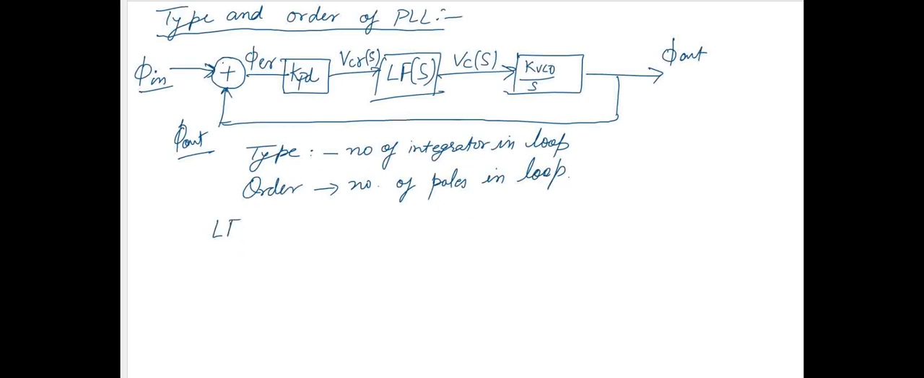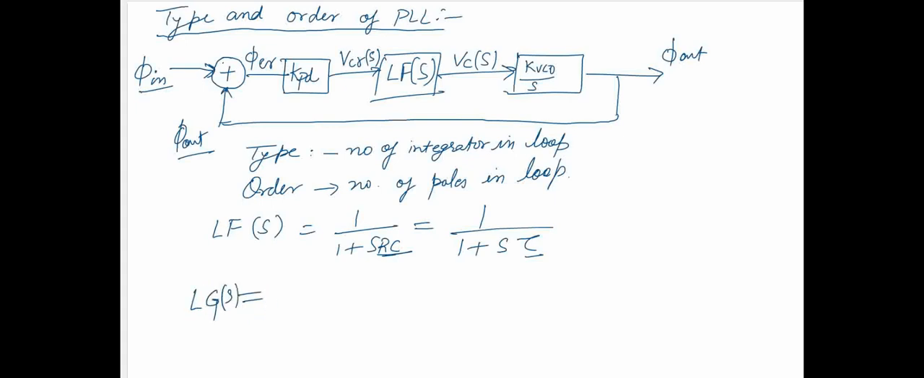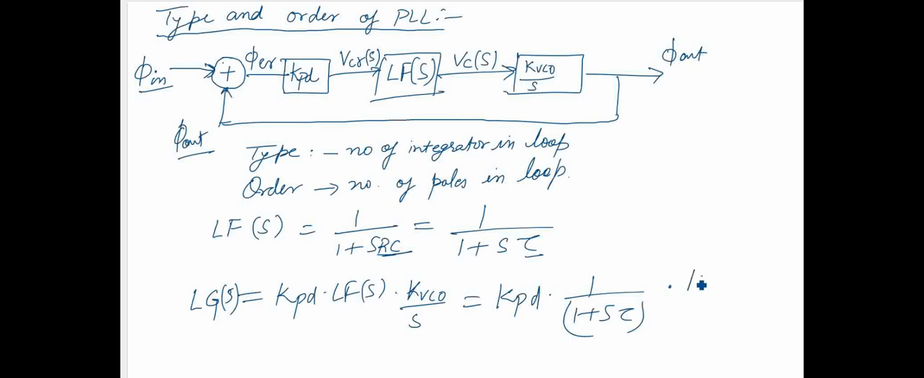Your LFS is equal to 1 by 1 plus S RC. We saw this already. If we are making this low pass filter using an RC circuit, we derived this in the last lecture also. So if you have any doubt, you can go to the previous lecture and check it. So this is tau. We kept it as tau. Now if I'm checking its open loop gain, it will be KPD times LFS times KVCO by S. So it will be KPD times 1 by 1 plus S tau times KVCO by S.